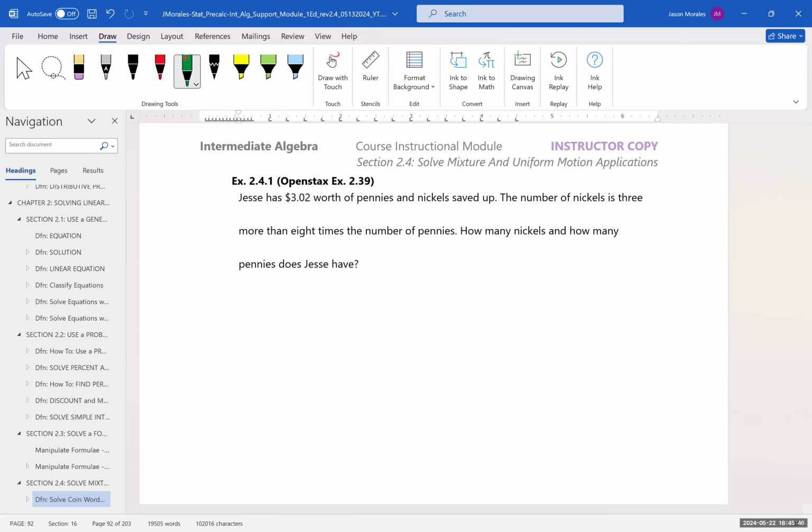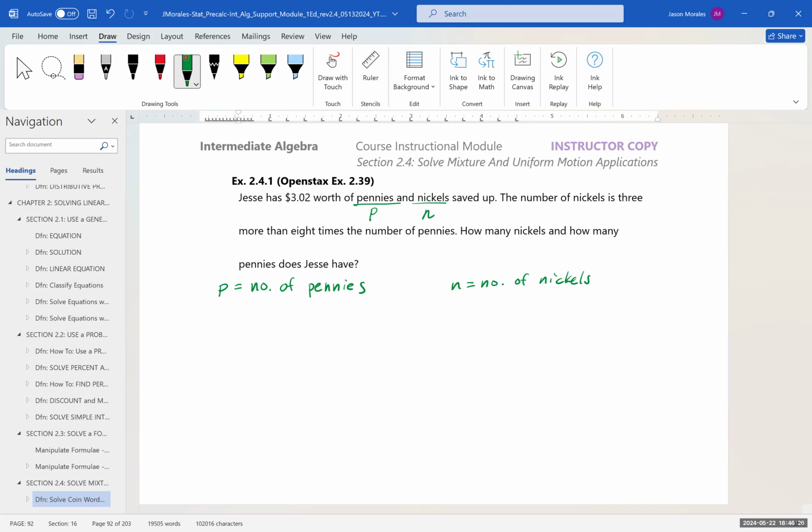Okay, so let's look at this here. We're dealing with pennies and nickels. So we're going to use the letter P as the variable to represent the number of pennies, and the letter N to represent the number of nickels. So P is equal to the number of pennies that Jesse has, and N is equal to the number of nickels that Jesse has.